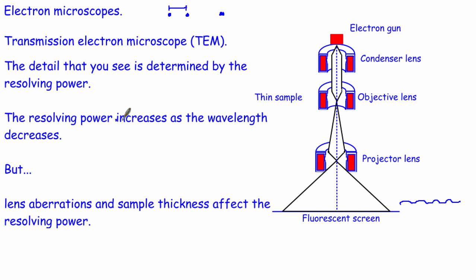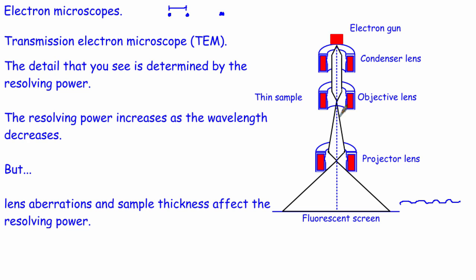The resolving power increases as the wavelength decreases, because the electrons will be diffracted by smaller and smaller objects, which basically means that you'll be able to distinguish between smaller objects and smaller distances, so the resolving power increases. But in practice, there are two things that get in the way.